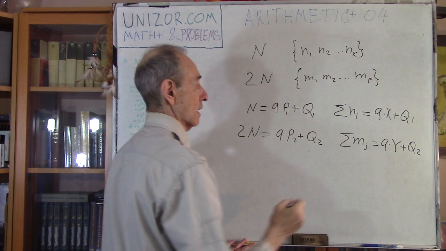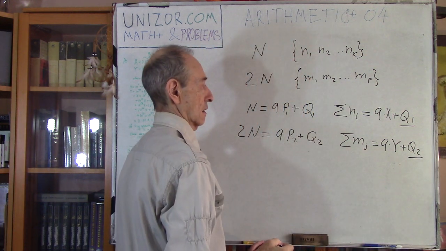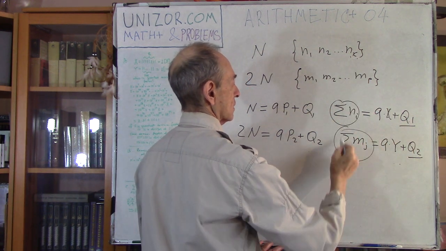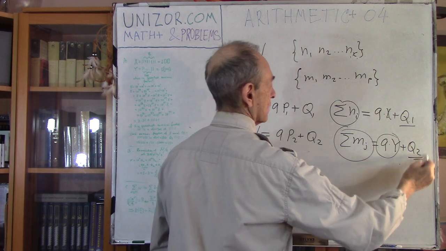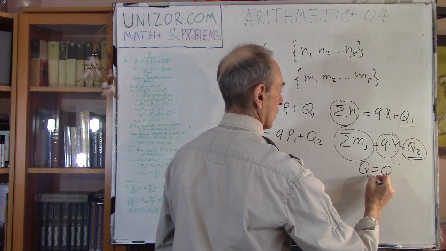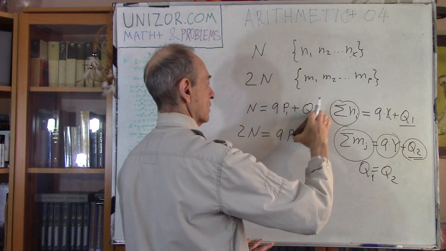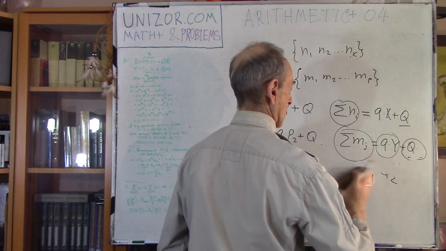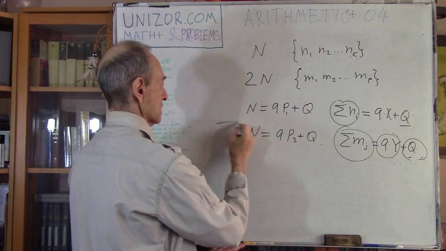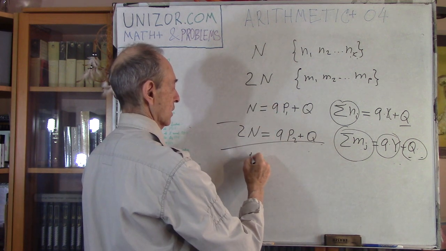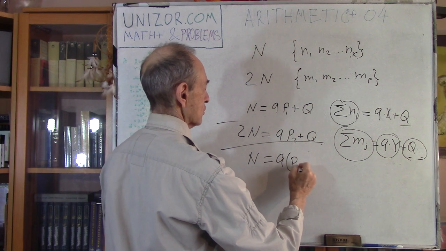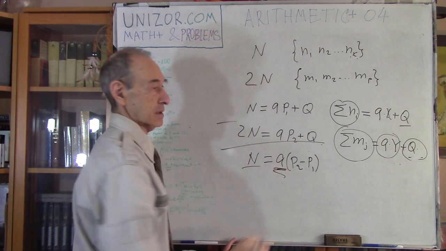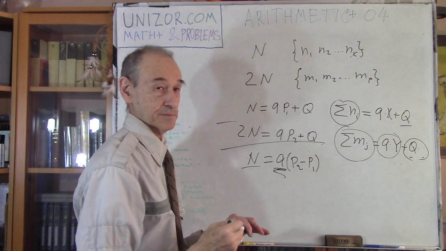And now I'm saying that these two are the same. So the sum of digits divided by 9 gives some remainder, and the sum of the digits of the double number divided by 9 gives exactly the same. So q1 is equal to q2. Let's put it Q and Q. So what follows? Subtract them. From 2n, I subtract n. I will have n equal to 9 times p2 minus p1. Q minus Q would be 0. So n is divisible by 9. That's it. That's the end of the proof.